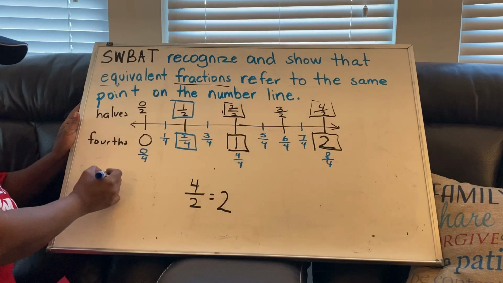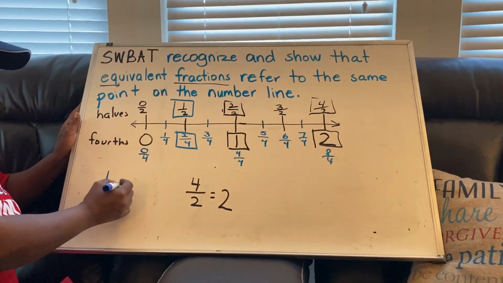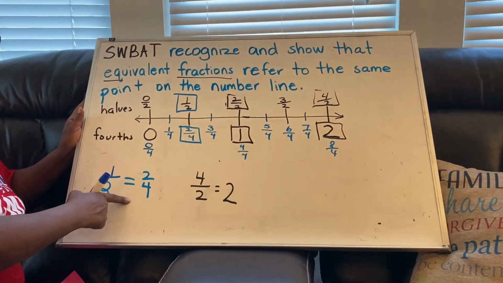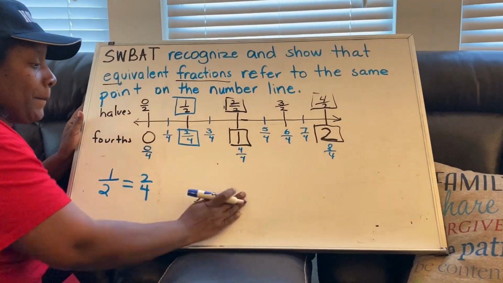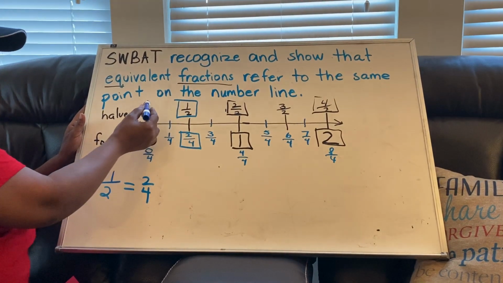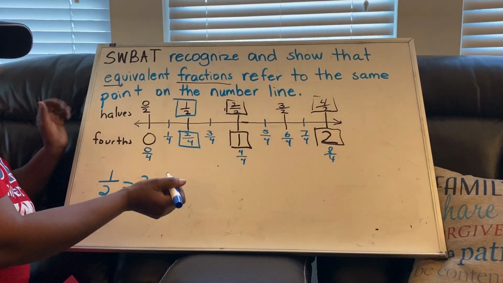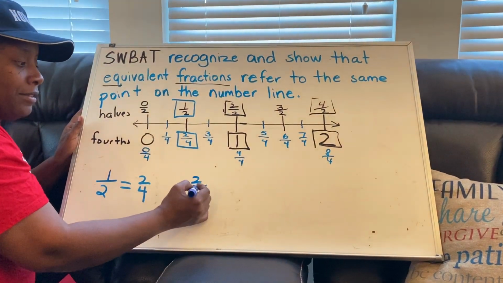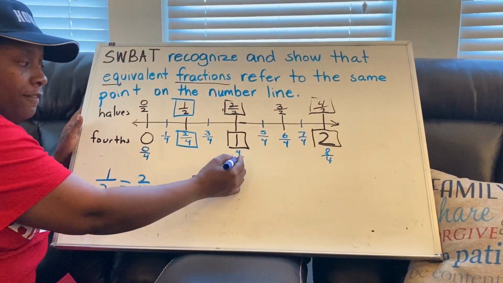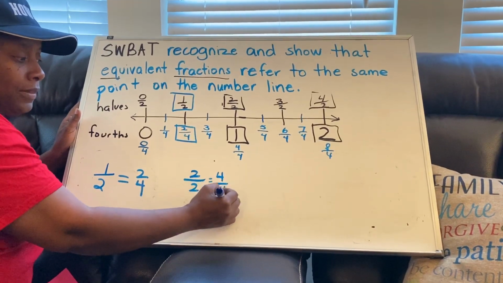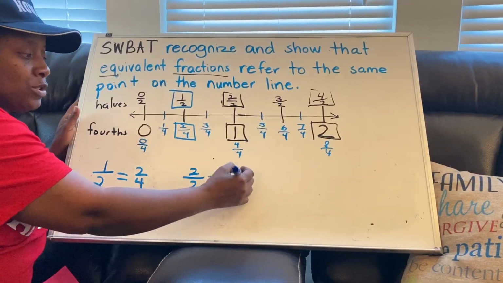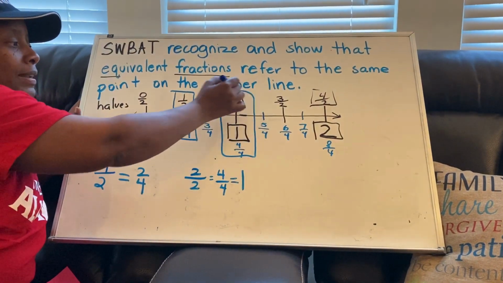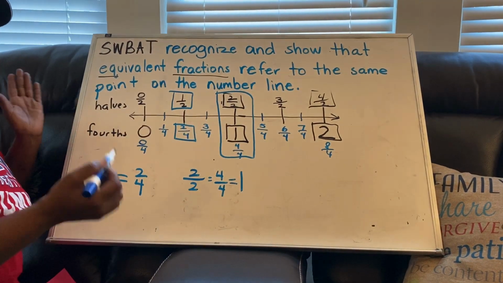So looking at this board, I can see that 1/2 is equivalent to 2/4. So its equivalent is represented with an equal sign. And if I keep going, of course, 0 halves and 0/4 both equal to 0. Then I keep going. I said that 2 halves is equal to 4/4. And they are both also equal to 1 whole because they meet at the same points on the number line. So it's that simple.